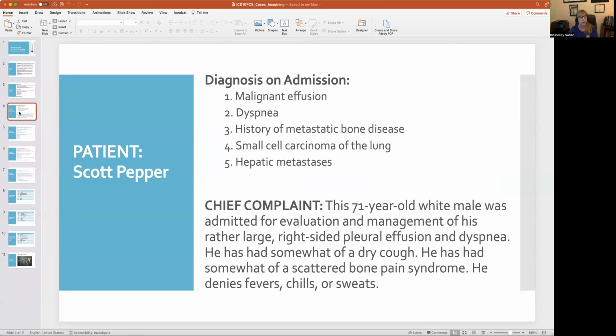I'm going to read, you read along with me, okay? And by the way, just as a secret, when you're practicing these case studies, find a place and read it out loud. It helps your ears to augment your eyes with your brain as a kind of team thing, a group project. Okay. This 71-year-old white male was admitted for evaluation and management of his rather large right-sided pleural effusion. Remember, always right side of the patient, okay.